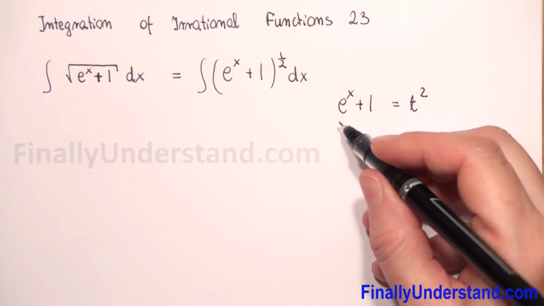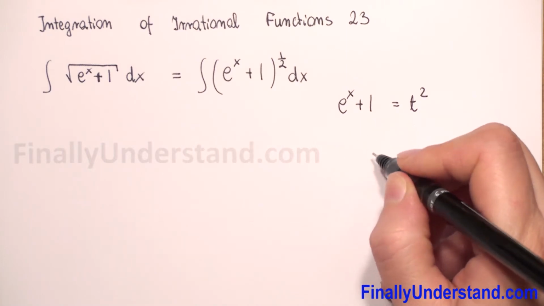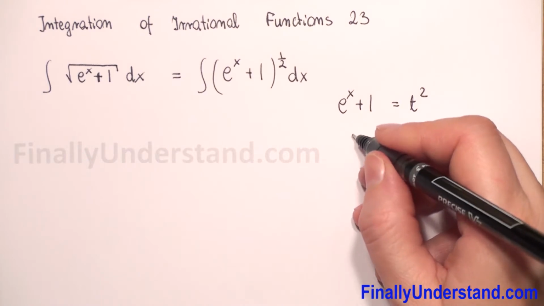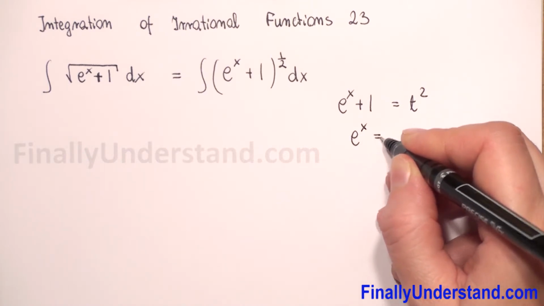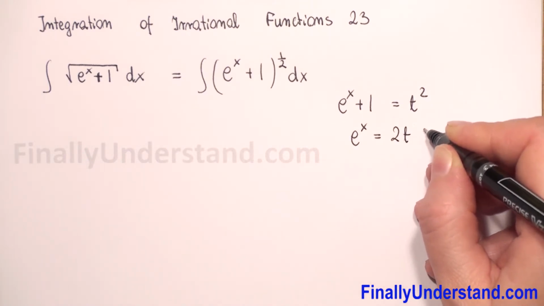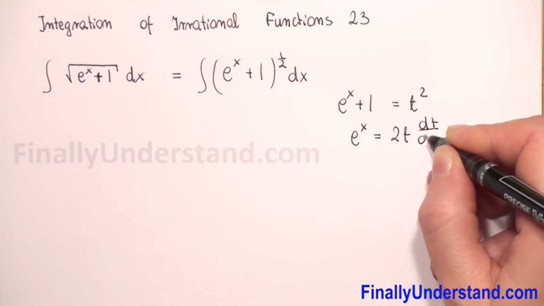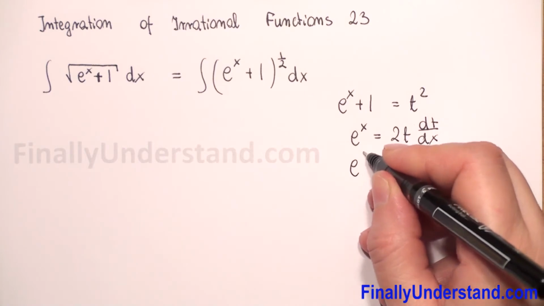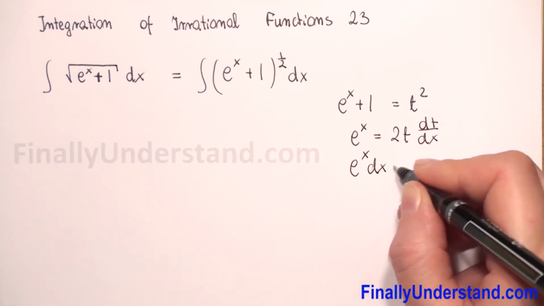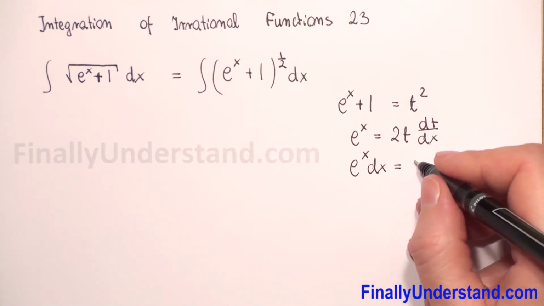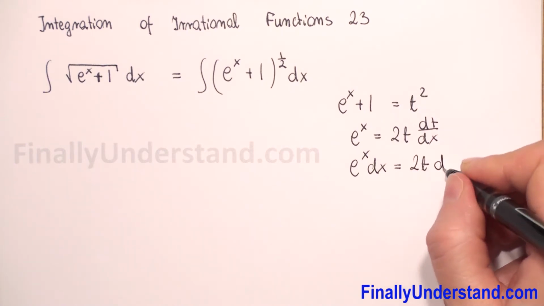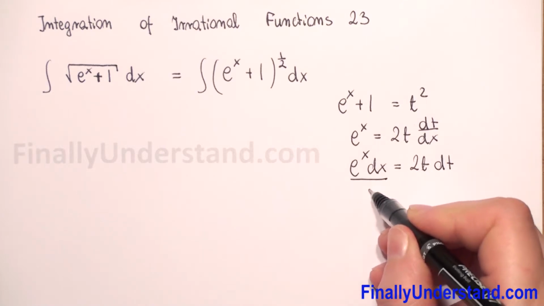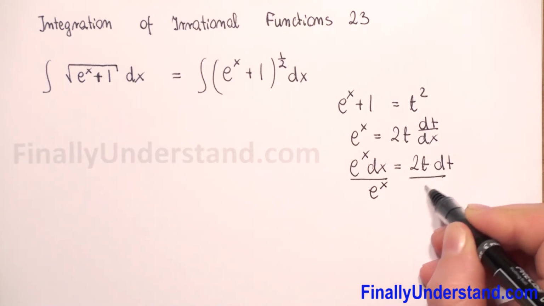So we will have to find derivative of both sides of our equation with respect to x. So we have e to power x is equal to t dt to dx. Now we multiply both sides by dx. So we have e to power x dx is equal to t dt. Because we have only dx here, so I will divide both sides by e to power x.